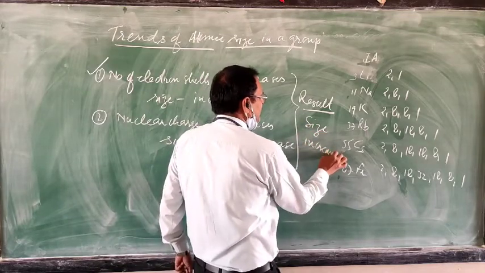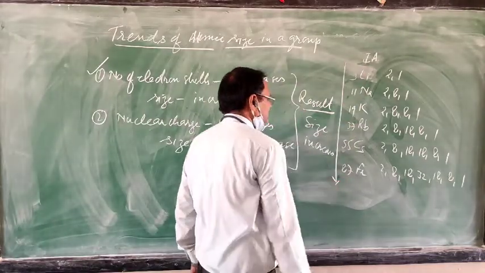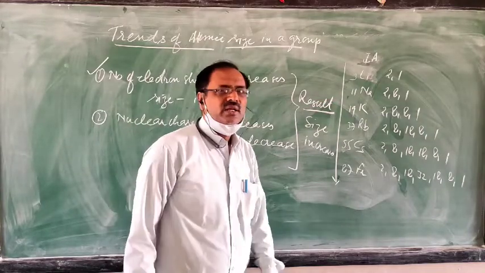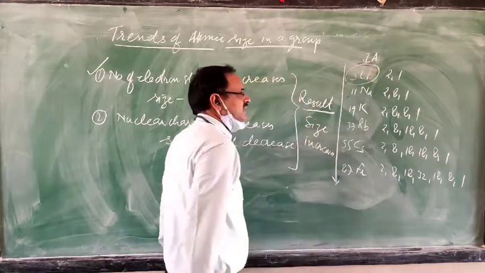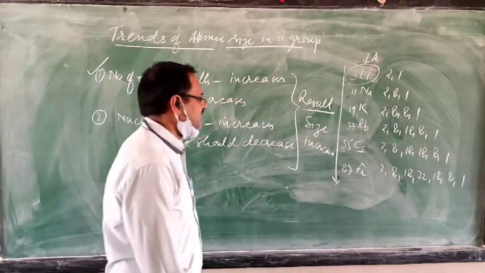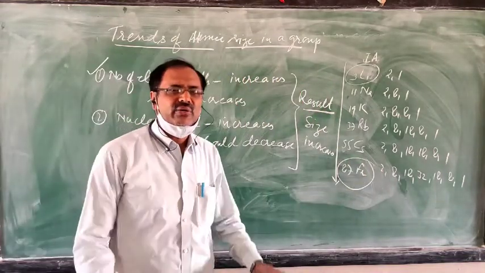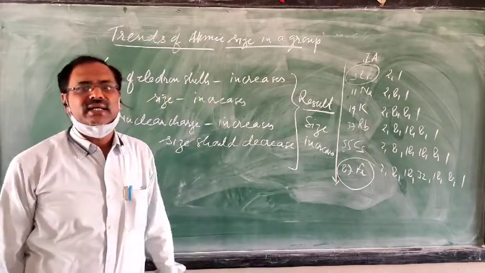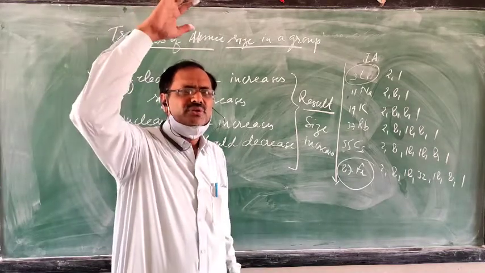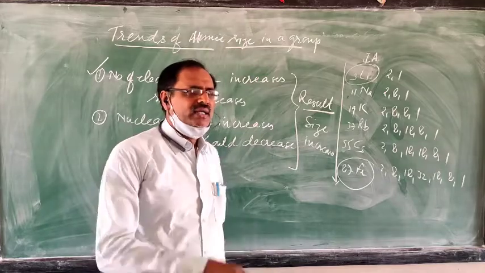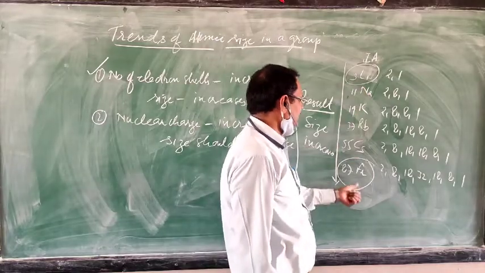So now the question for you: if you move in a group from top to bottom, size increases. So in group 1A, the smallest atom, what will you answer? Lithium. In 1A, the smallest atom is lithium and the biggest atom is francium. So in any group, where can you expect the smaller atom and the bigger atom? Like this, they ask the question. So your answer will be: at the top of the group you can expect the smaller atom, and at the bottom of the group you can expect the bigger atom. So in 1A, this is the smallest and this is the biggest.